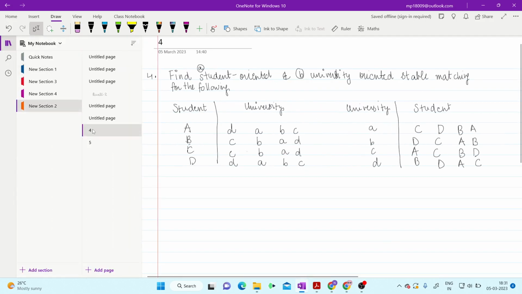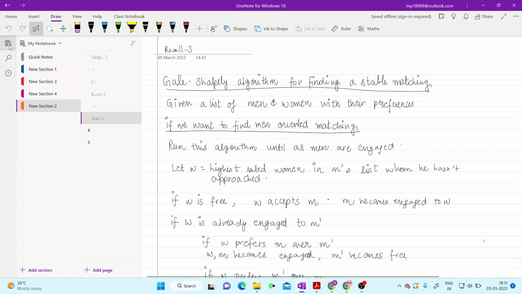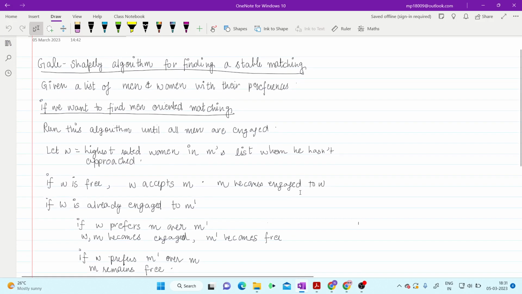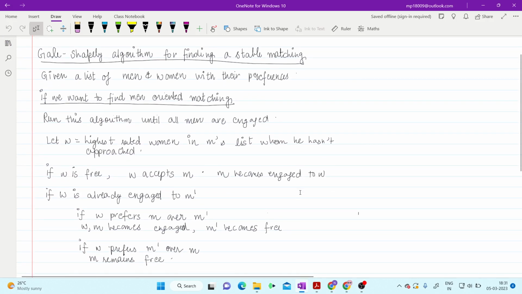Now our next question is to find a student oriented and university oriented stable matching using the algorithm. So first I want to recall the algorithm. It's the Gale-Shapley algorithm for finding a stable matching. It is defined as men oriented, but if you replace men with women, then it will be women oriented. So it is sufficient to define just one. Suppose we are defining the men oriented algorithm.